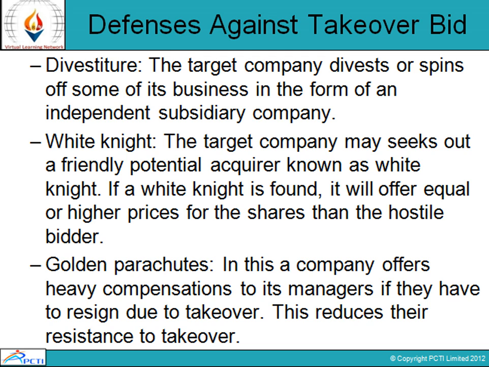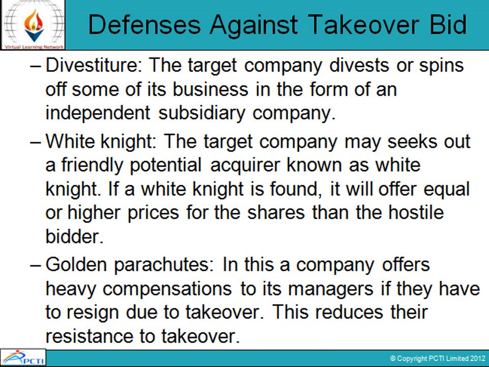Another technique is white knight. So here it is a defensive strategy. The target company's management may seek out a friendly potential acquirer, which is known as a white knight. So if a white knight is found, it will offer an equal or higher price for the shares than the hostile bidder. The possible motive for the management of the target company to do so is not to lose the management of the company. Here the hostile acquirer may replace the management.